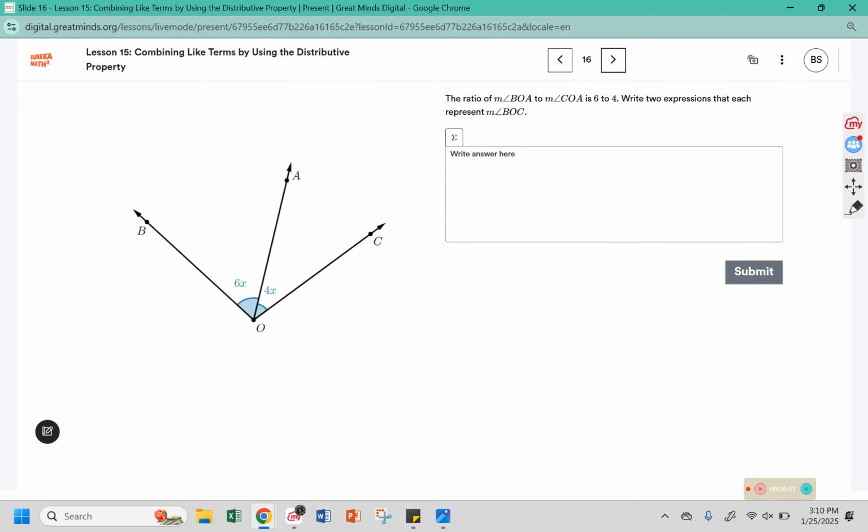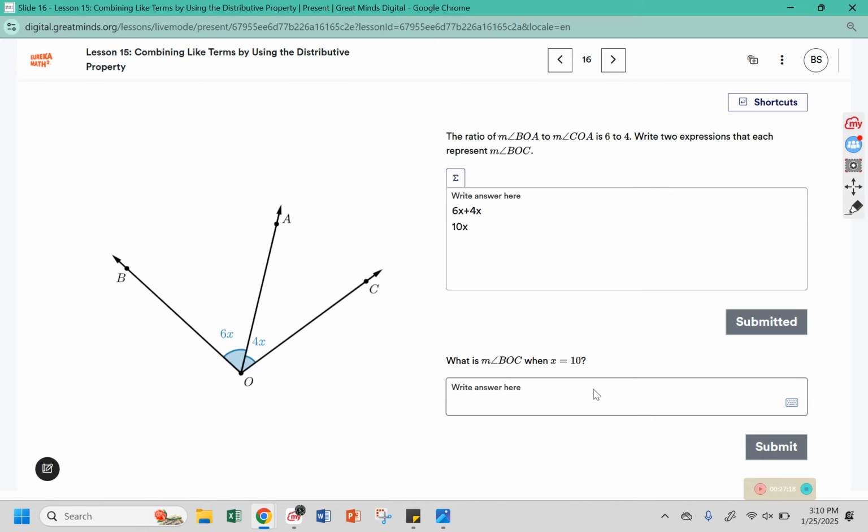The ratio of BOA to COA is 6:4. Write two expressions that each represent the measure of angle BOC. So we're combining the 6x with the 4x. 6 plus 4 is 10, so this is 10x.